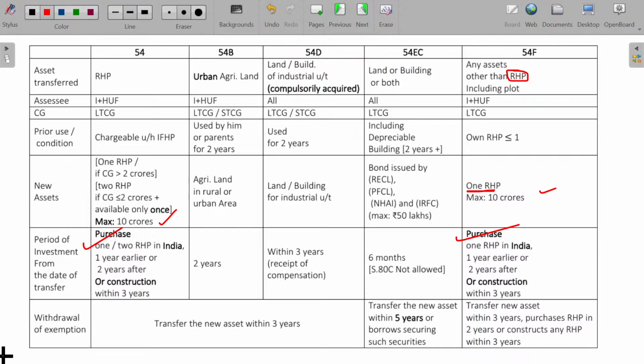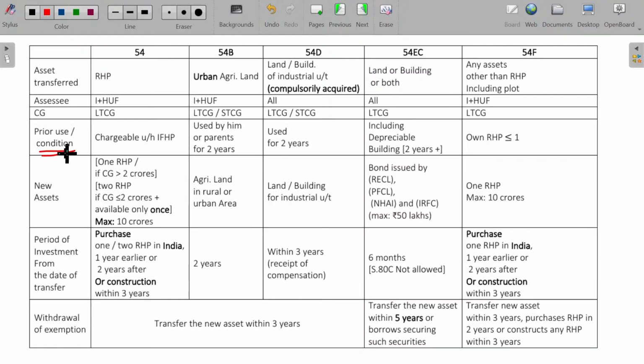You can purchase one residential house property, earlier or 2 years later, or within 3 years you can construct, but not two house properties. To enjoy section 54F benefit, you may have no house property or you may have maximum one house property. If you have two house properties, you are not eligible. Is that okay? Hope now you'll be able to understand.